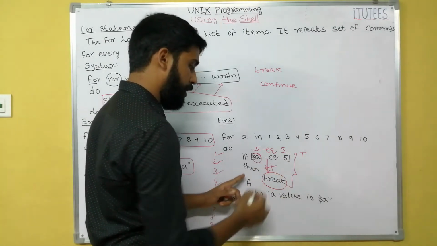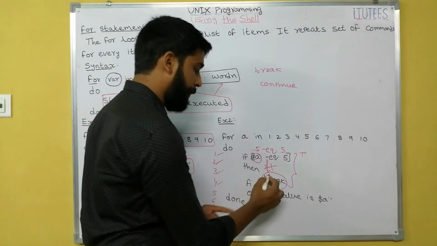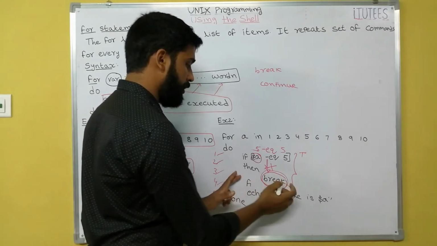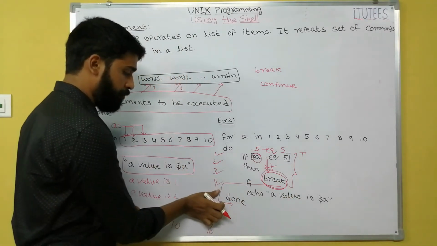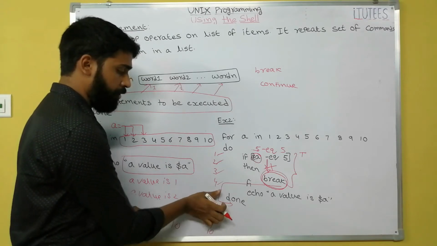So enter into the block, and there is a command. What is the command? Break. So break means the control comes out from the loop. That's it. Now what is the output? The output is 1 2 3 4.